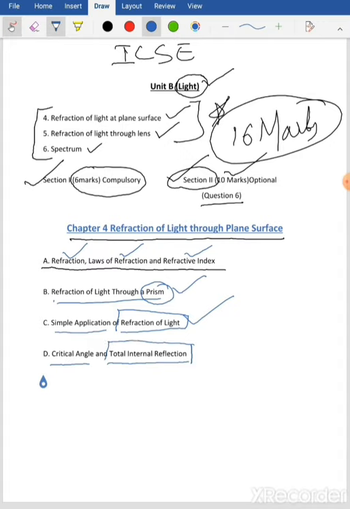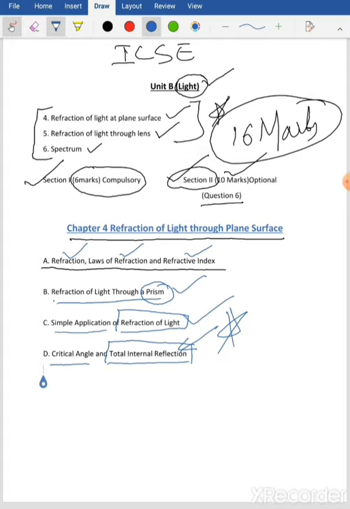And this total internal reflection is a very important topic, because nowadays communication has become very fast, and that communication totally relies on this concept called total internal reflection. All right, so let's begin now.